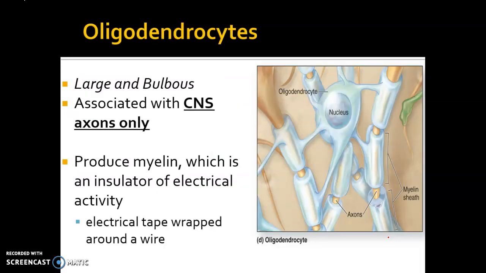All right, the last type of glial cell of the central nervous system is the oligodendrocyte, and these are large and bulbous cells. If you look in the picture on the right hand side, we do see the nucleus of an oligodendrocyte. And if you look at the cell, it extends a lot of arms. Do you see this? These are all extensions of the oligodendrocyte.